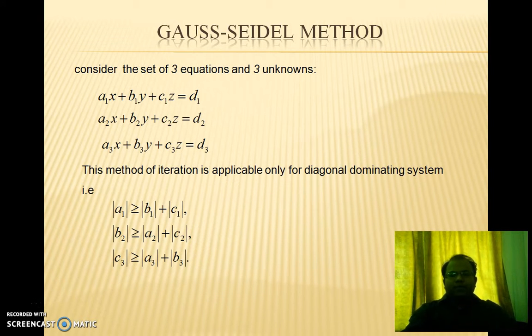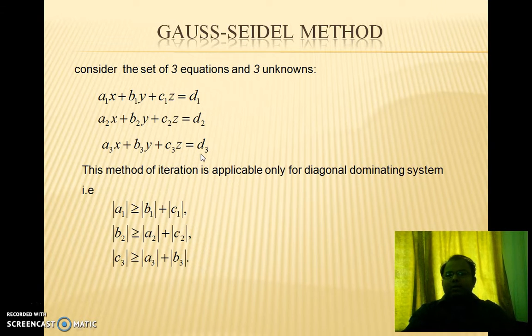Today we are going to discuss how to solve linear simultaneous equations by using the Gauss-Seidel method. For this, we consider a set of three equations and three unknowns. So, consider a1x plus b1y plus c1z is equal to d1. Similarly, the second equation and the third one.